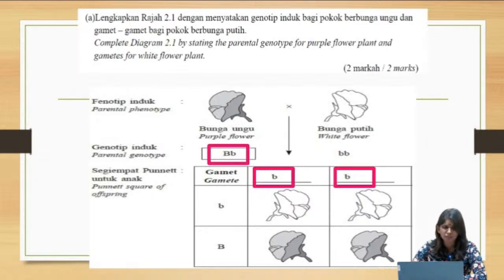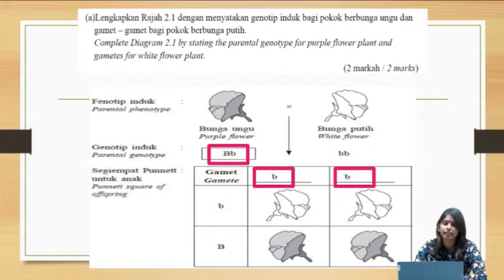Now your answer for the parental genotype of the purple flower will be the combination of genes which is heterozygous. This is why you are getting half purple and half white flowers, because the other one we are having is homozygous recessive. So over here you have the purple flower which is heterozygous being crossed with the white flower which is homozygous recessive.